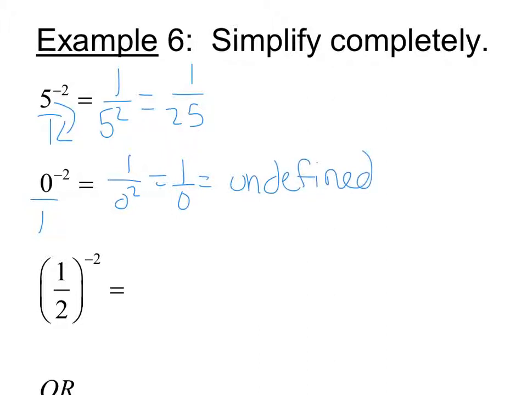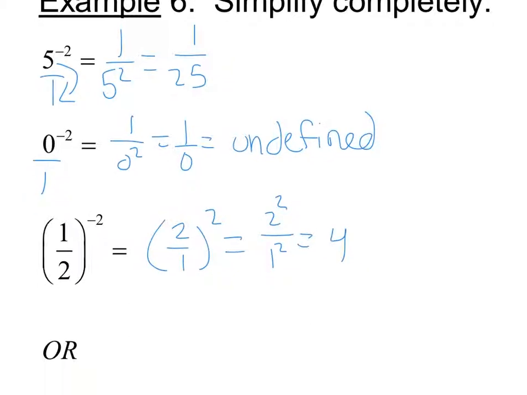Now when it's a fraction, watch what I do. See how I just flipped it and it made it positive? That's when you have a fraction. That's what you can do. You flip the whole fraction, take the reciprocal, and it changes the exponent from negative to positive. So this would be 2 squared over 1 squared, which is 4, because when you divide by 1, it goes away. Okay?